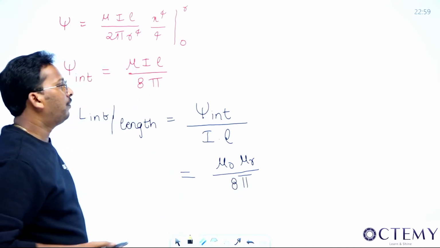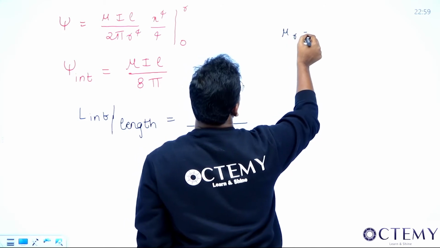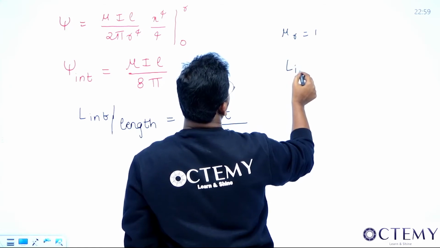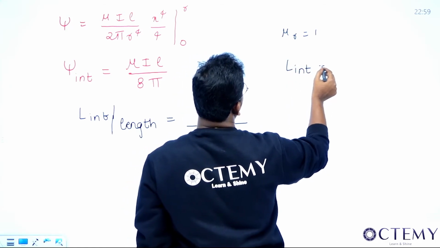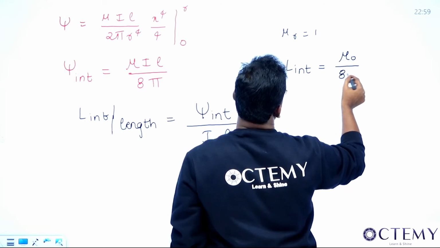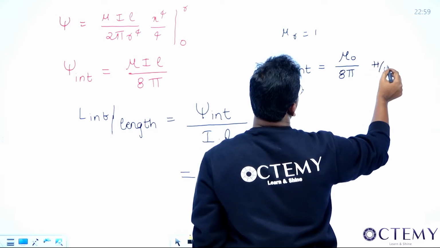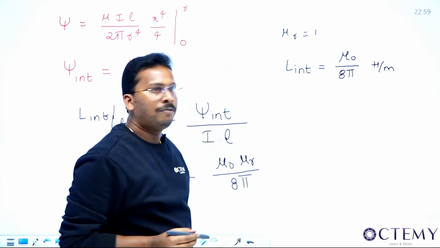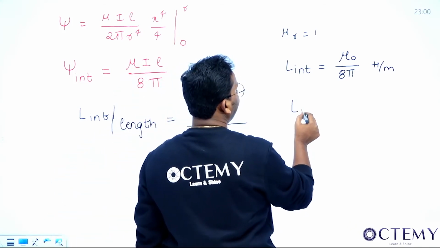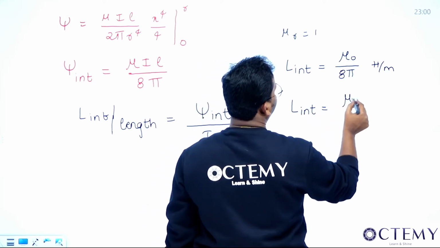Right? So if I assume that mu r is equal to 1 in air, then your L internal will be equal to mu naught divided by 8 pi. The units will be Henry per meter. Right? Now what is the value of mu naught? That is constant. So basically, you remember the L internal formula is equal to mu naught by 8 pi.